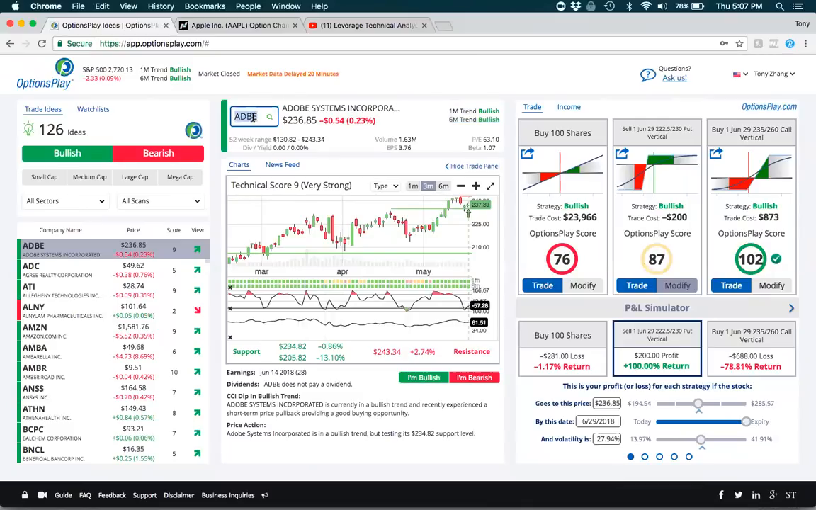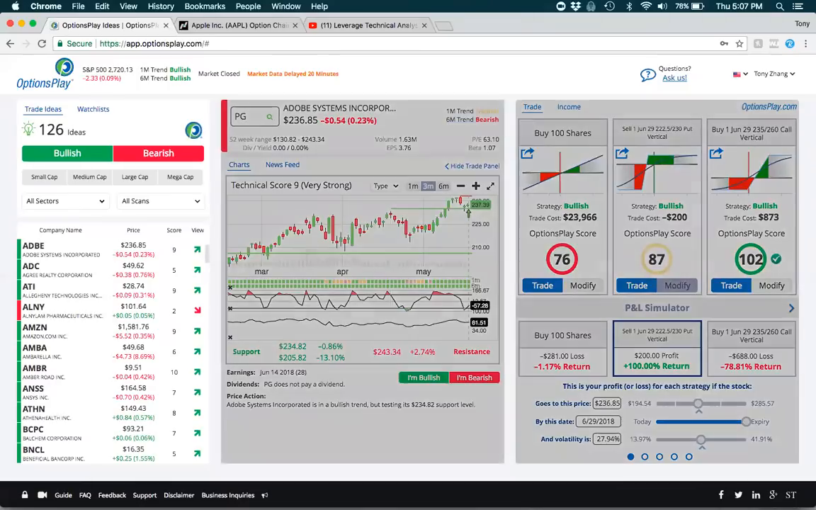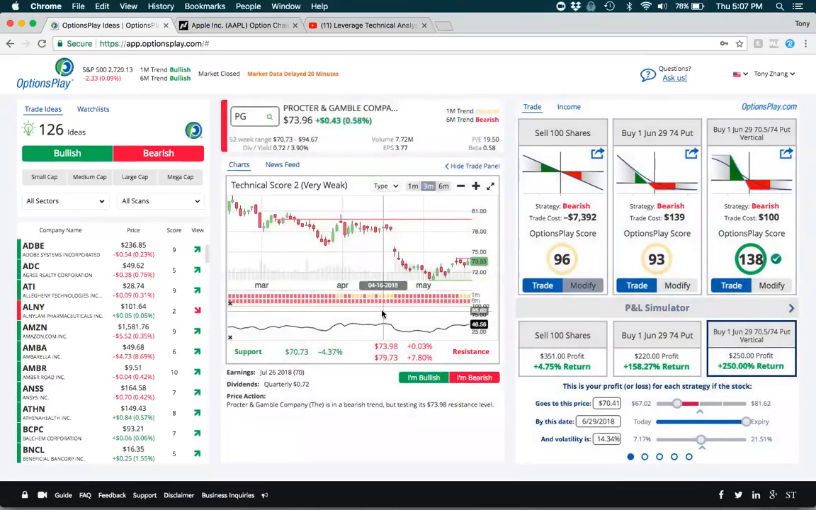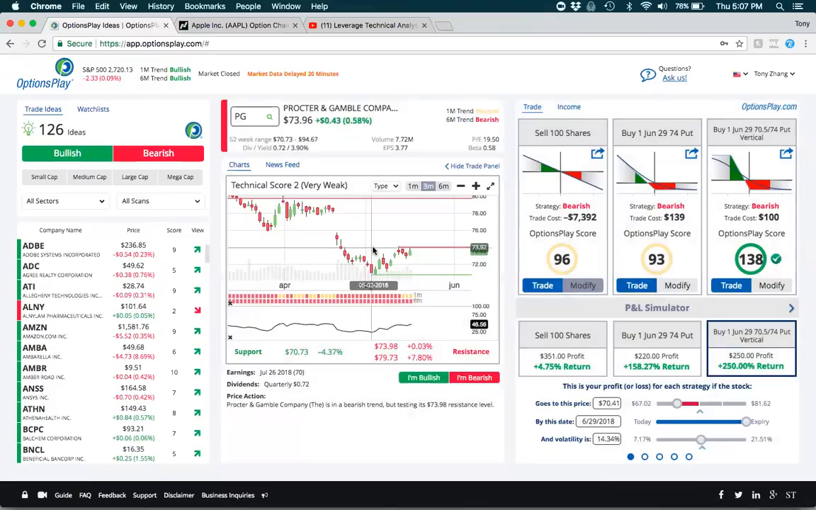Any comments on Procter & Gamble going in the opposite direction? Great question. So this was a trade from a few days ago. If you followed this trade with us, you'll remember that I said 74 was a resistance level. As you can see, it's just trading right at that resistance level. So as of right now, this trade is still valid.